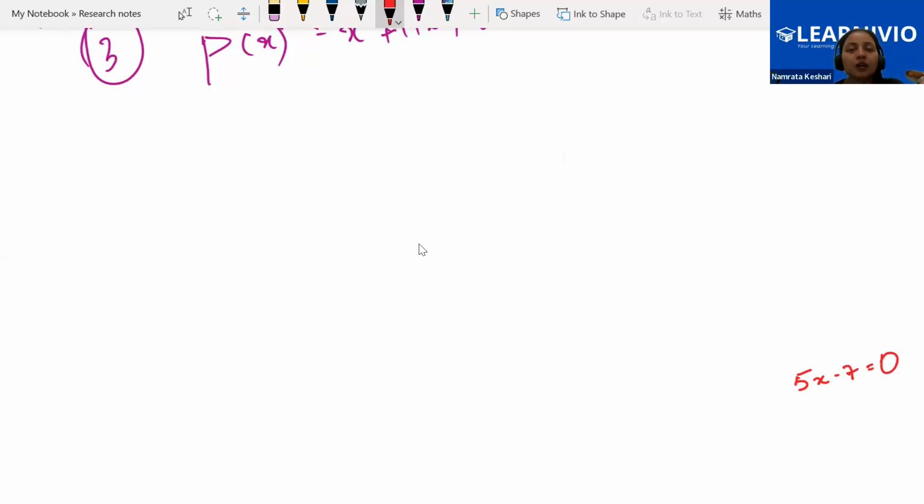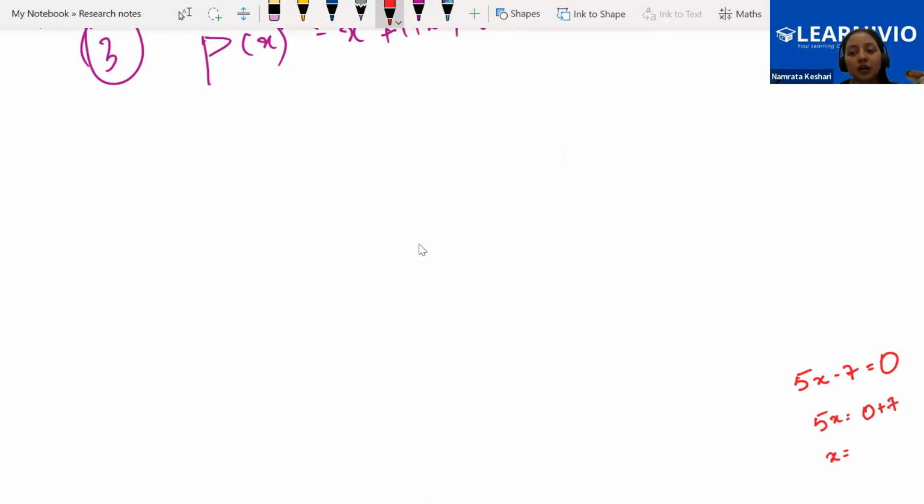That concept we are going to use over here, and here we will try finding the x value. So we are having 5x minus 7 equals 0. If we try finding the x value, we get 5x equals this 7, which is negative on this side. We will transpose it to the other side. So it will become 0 plus 7.